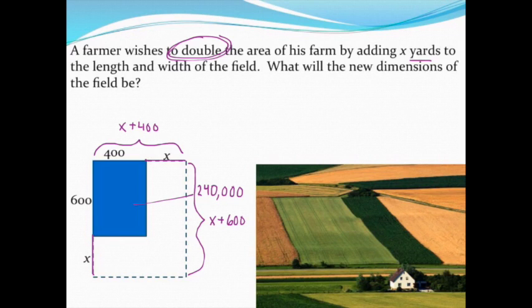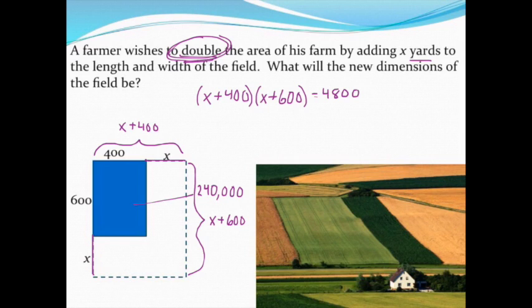So let's go ahead and set up the equation now, and then we'll switch over to the graphing calculator. So I've got a length of x plus 400, and we know the area is length times width for a rectangle, and then the width is going to be x plus 600, and I want that to be equal to not 240,000, but remember we said we wanted to double our area. So if our area currently is 240,000, I want to double that to 480,000.